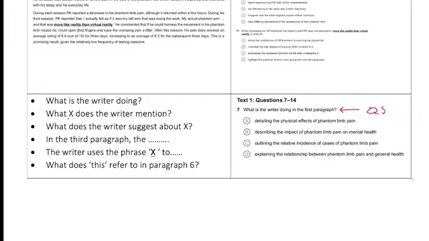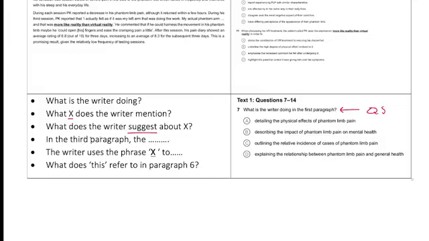Here, for this second one, what X does the writer mention? It's asking for something specific. So it could be a drawback or a positive or a cost or an excuse or a reason or a cause. It's one particular thing that the writer says. Now, when the writer mentions something or says something or states something, it's different to what does the writer suggest. When we're doing what does the writer suggest about something, you're looking for inference. You're looking at putting 2 or 3 sentences together and trying to get a complex picture from those sentences.